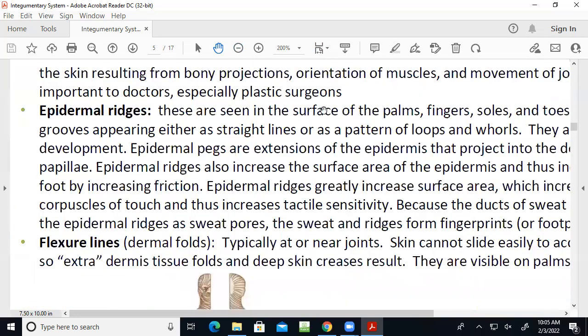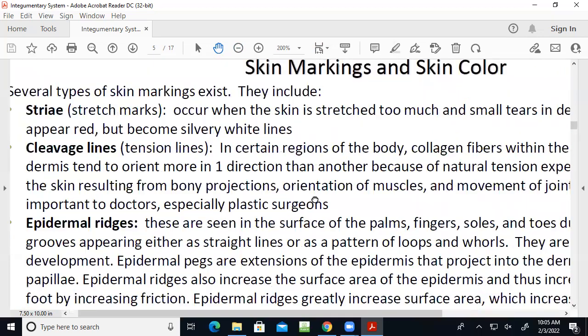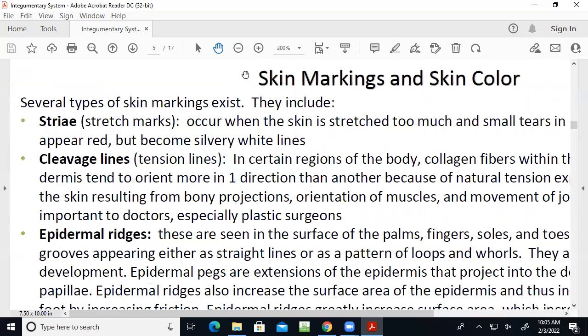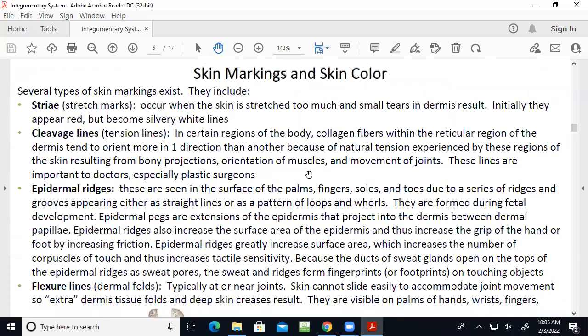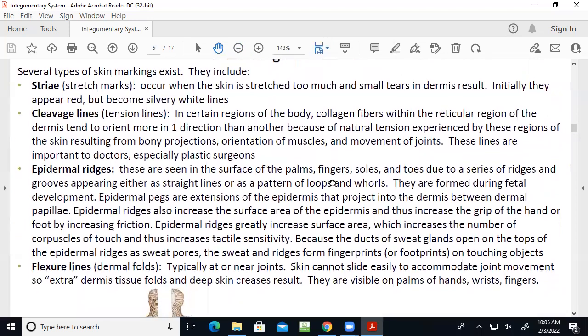All right, at the top of the page here, we're going to talk about what we call skin markings. There's like unique features that skin will have. Some of them are more unique from person to person. We all will experience what we call striae or stretch marks developing on our body, hopefully not a whole bunch, but these occur when the skin becomes stretched too much, resulting in small tears of the dermis. Initially, they appear red, but become silvery white in appearance as they kind of become more like scar tissue.